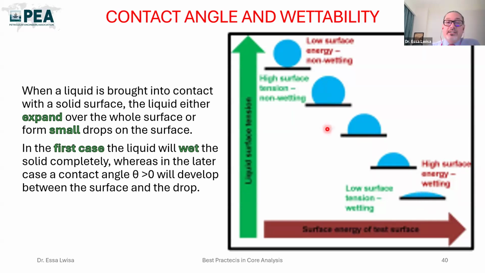Okay, so for this, if this drop is water, then this surface is oil wet. Now, if this drop is water, then this surface is water wet. For you as a reservoir engineer, you want your rock to be this type, because you want the rock to be water wet, not oil wet. Okay, so here in the first case, the liquid will wet the solid completely, whereas in the latter case a contact angle higher than zero will develop between the surface and the drop.